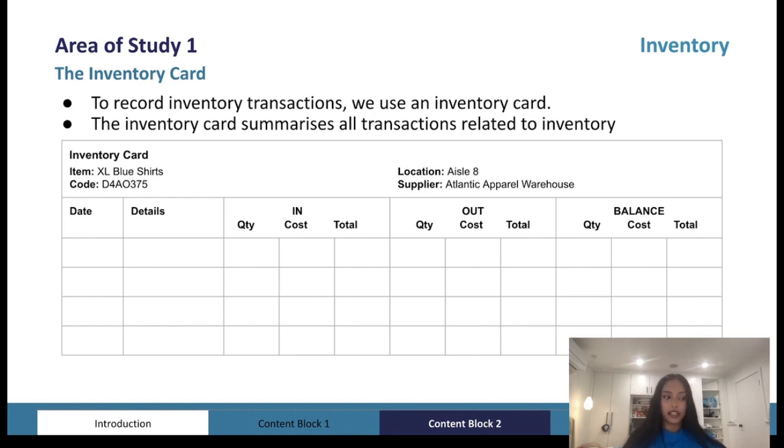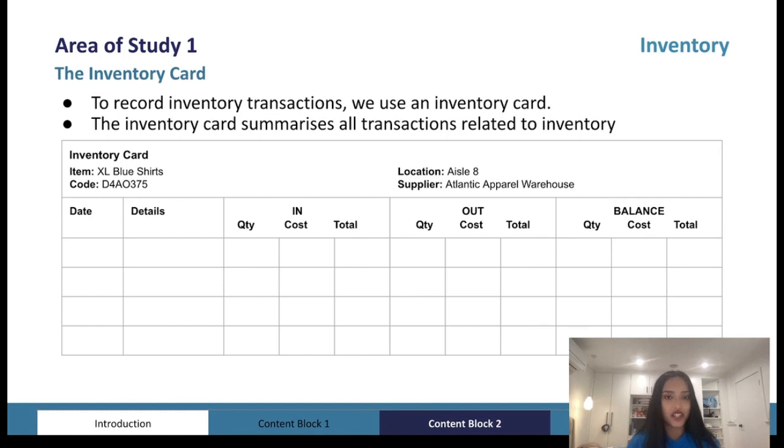It's important to note that there will be a separate inventory card for every single specific type of item of inventory that the business has. So there'll be a completely different inventory card for large blue shirts and for small blue shirts and for medium blue shirts and for extra large blue shirts and for extra small blue shirts. And there'll be a completely different set of cards for red shirts. So there'll be a separate card for extra small red shirts, small red shirts, medium red shirts, large red shirts, and extra large red shirts. And then a different set of cards for green shirts.